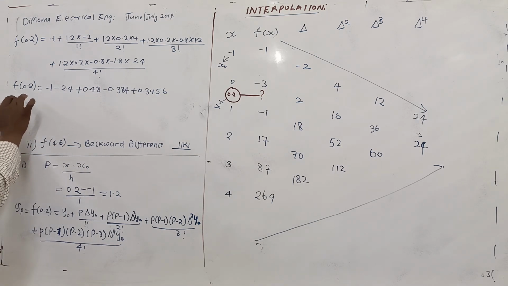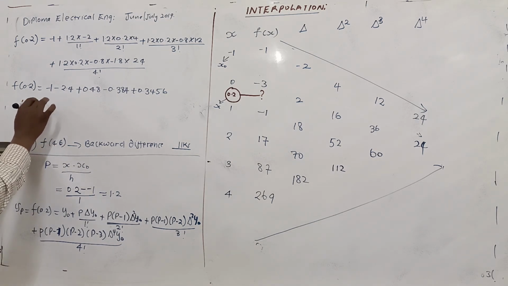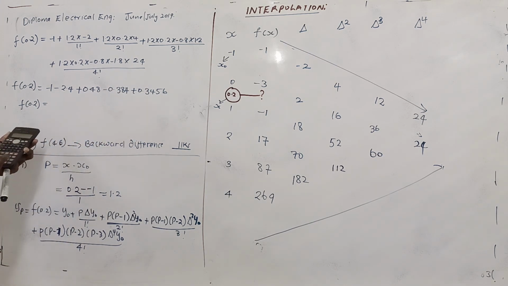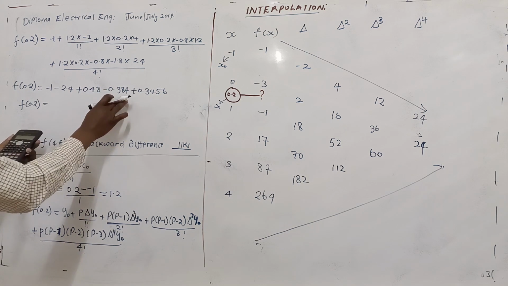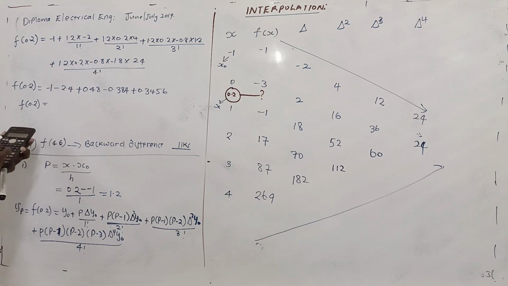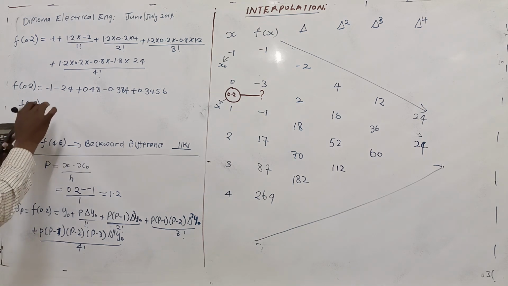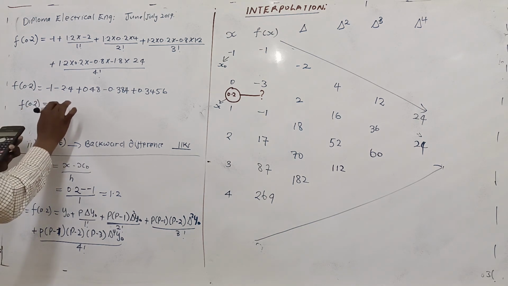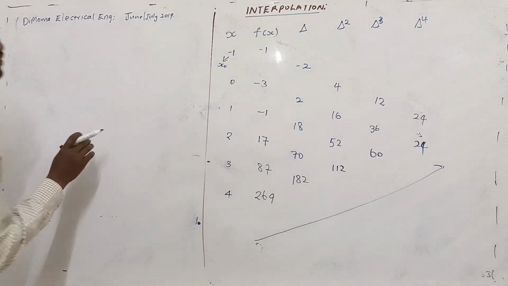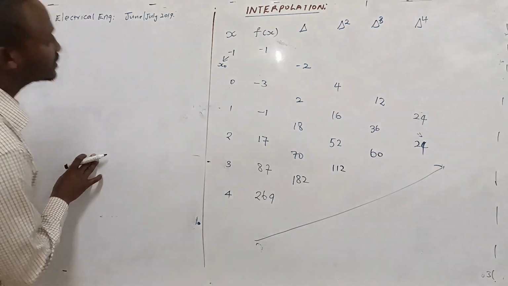Now let us combine. So finally f of 0.2 is equal to this value, minus 0.384, which I'm keeping in one memory on my calculator, plus 0.48, minus 2.4, minus 1. This is negative 2.9584.